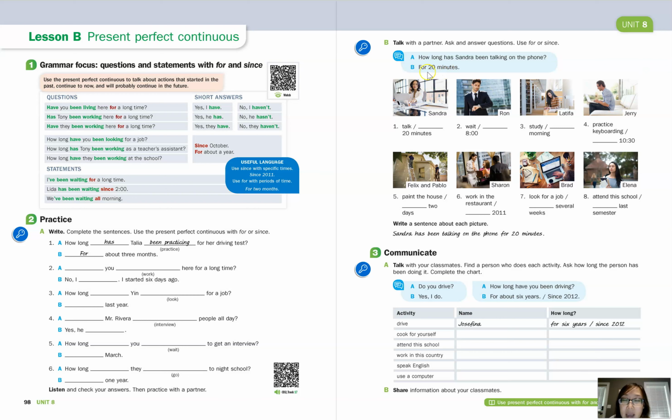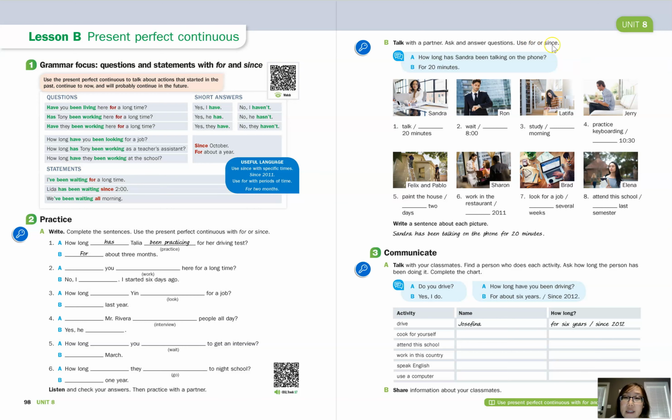Okay, and so the answer is for 20 minutes. But I want you to make complete sentence answers for practice. And if you forgot how to make those statements, you can look here in the third part of the chart. So you can see that we use the subject first, and then the present perfect continuous tense, and then we have to use for or since.